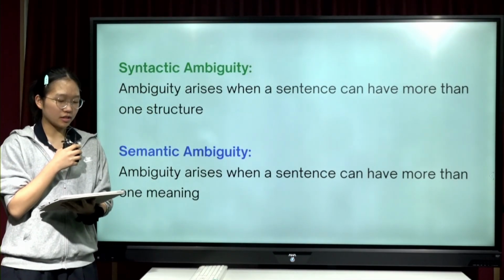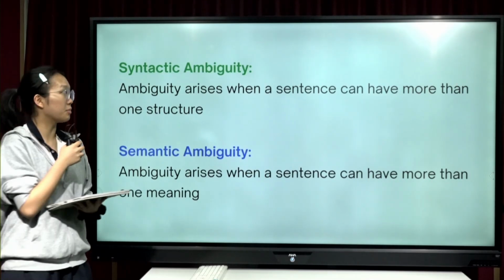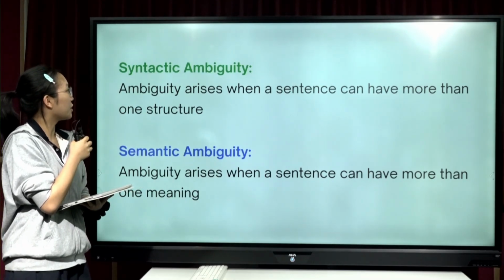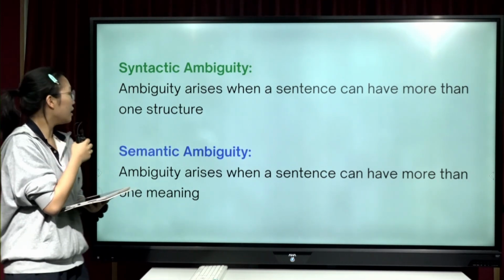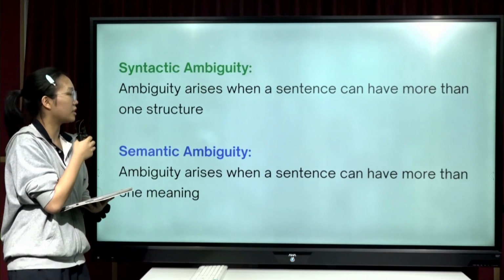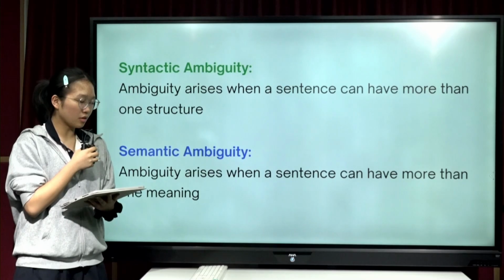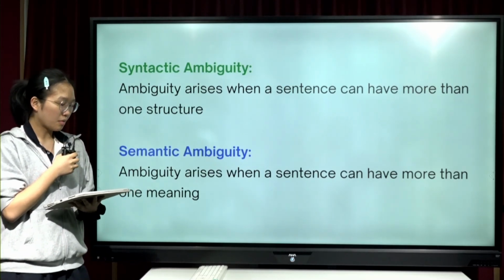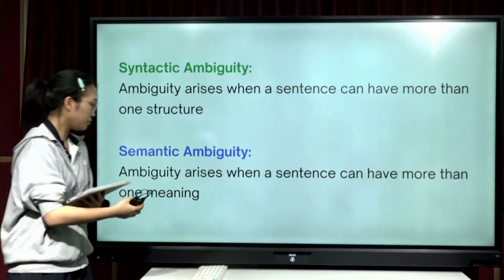In Grammar as Science, the author starts by reminding us of the concept of two different ambiguities. First, syntactic ambiguity is an ambiguity that arises when a sentence can have more than one structure. On the other hand, semantic ambiguity is an ambiguity that arises when a sentence can have more than one meaning. He strongly highlights that the two ambiguities are totally different in meaning. However, he has newly suggested to us the relationship between them.